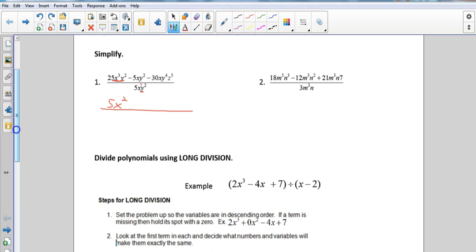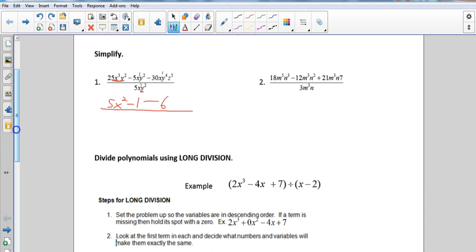Now we're going to simplify the second term. 5 divided by 5 is 1. We don't have to put the 1, we can just go with variables, but that's okay. Actually, I lied, because in this case, we're going to need the 1, because look what happens with the x's. X to the first divided by x to the first cancels. Y squared over y squared cancels. So we actually need that 1 there to save the place. And then, negative 30 divided by 5 is negative 6.